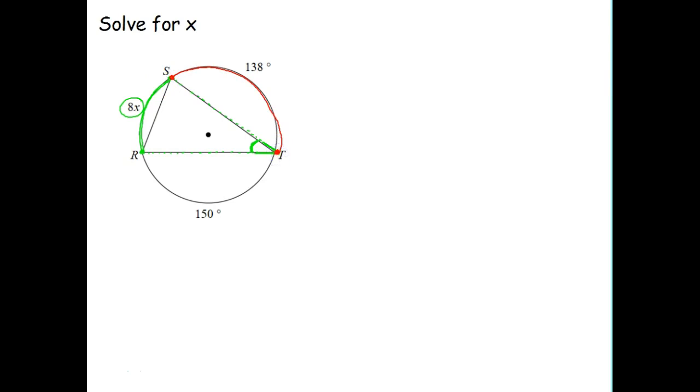So what we do know is that the arc from S to T is 138 degrees. And we know that that arc is associated with this angle, angle R right here. So they're opposite one another. That means that they go together. So we know that the arc is bigger than the inscribed angle. This is an inscribed angle because its vertex is on the circle. So to go from the arc to the angle, we just have to take 138 and divide that by 2. So this angle right here is 69 degrees.